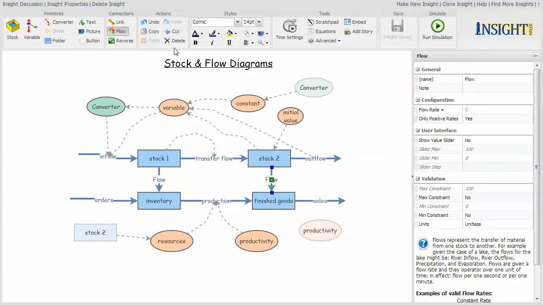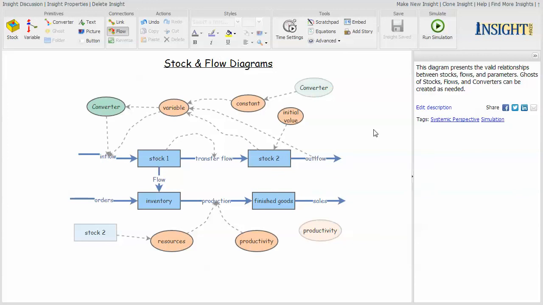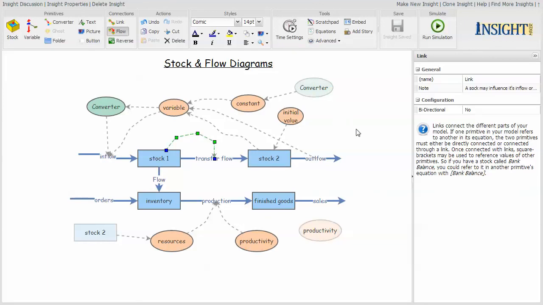So those are the alternatives for links and flows. The major questions that seem to come up are how do you in fact put nodes on a link so that you can direct it in the way that you want around other things, and how do you remove the nodes.